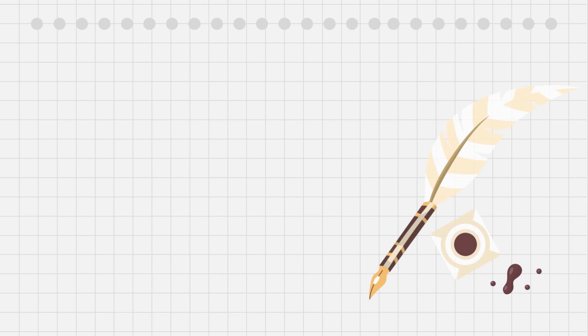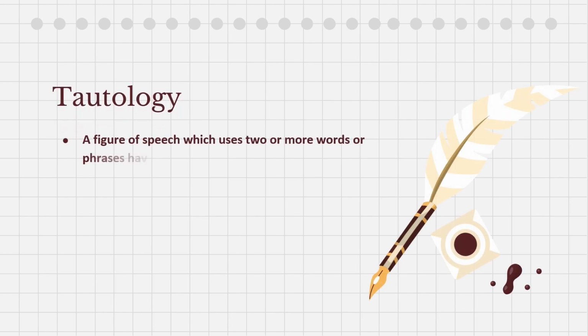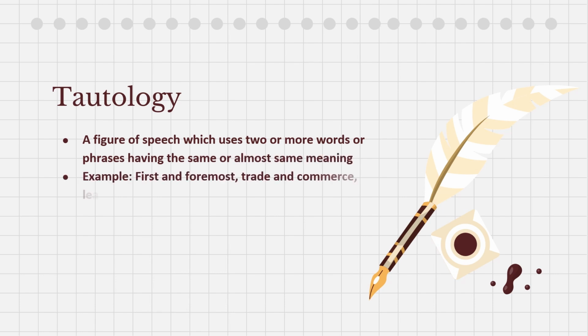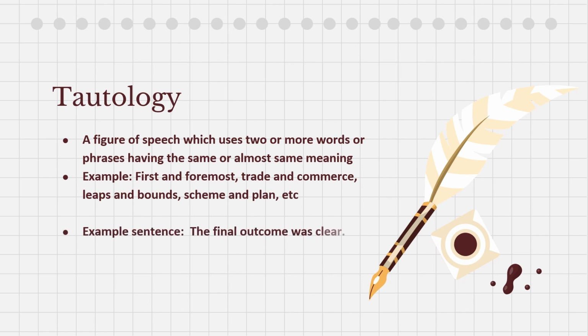One concept to keep in mind is tautology. You probably use it without even realizing. Tautology is a figure of speech which uses two or more words or phrases having the same or almost the same meaning. For example, null and void, first and foremost, trade and commerce, leaps and bounds, and so on. An example sentence: the final outcome was clear. Here, outcome means the final result. However, it is preceded by the word final, which in this case is redundant.